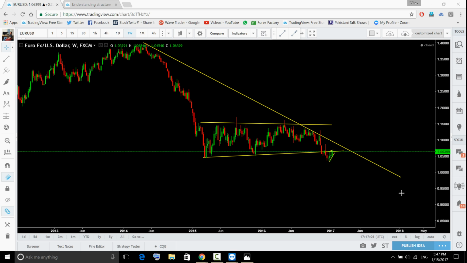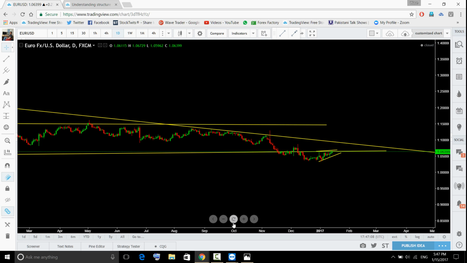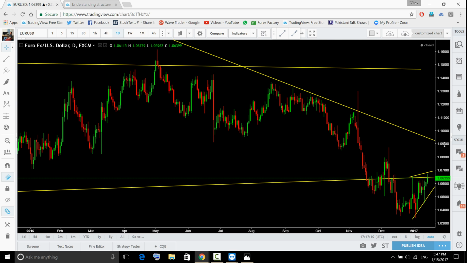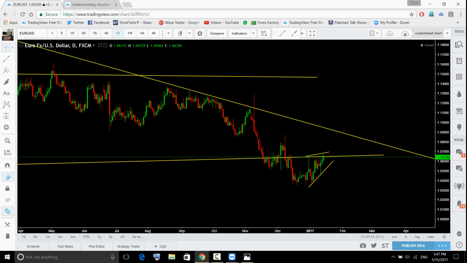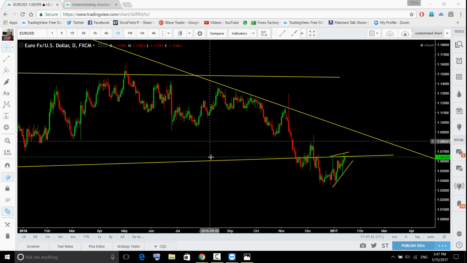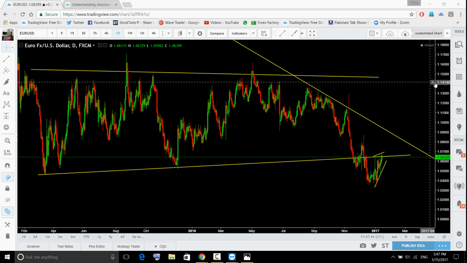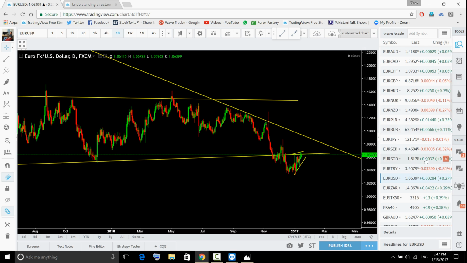If price keeps struggling here at the bottom, you guys need to watch for a continuation pattern, something like this. If this continuation pattern forms, then it is going to continue to the downside rather than rising to the upside. So this is not ready.